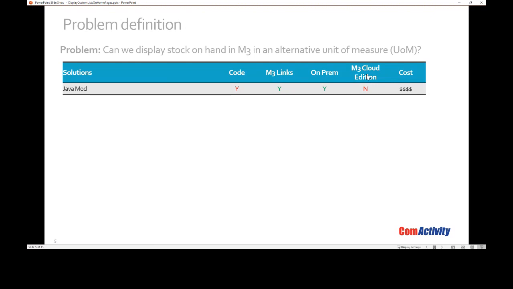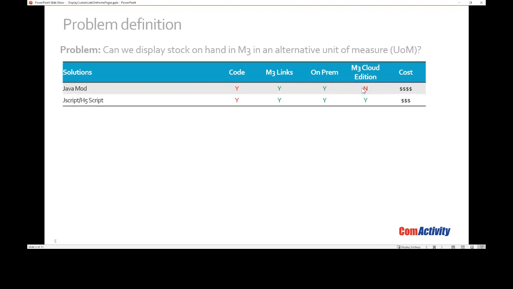So one obvious solution would be to bring in a Java mod. That requires code. It can do all the links. It can be on-prem. And cloud, maybe not so easy to do a modification with display. You probably have to go down to the JavaScript option instead. A little bit cheaper, still code, and it's got all those bells and whistles there, but also requires a couple of people to get it sorted.